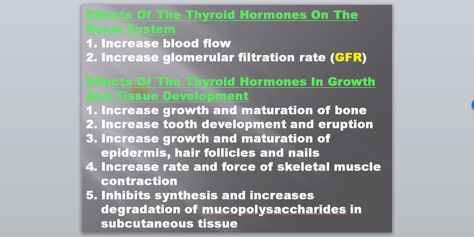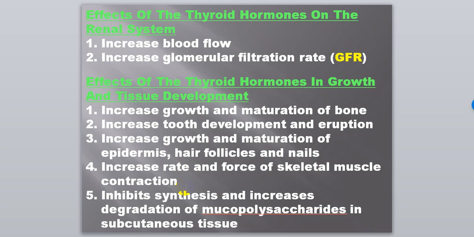Effect of thyroid hormones on growth and tissue development. Increase growth and maturation of the bone, increase tooth development and eruption, increase growth and maturation of epidermis, hair follicles, and nails, increase rate and force of skeletal muscle contraction, inhibit synthesis and increase degradation of mucopolysaccharides in subcutaneous tissues. As you see, there is increased development and growth of all parts of the body.